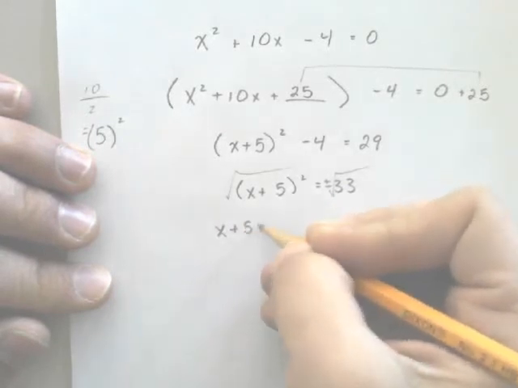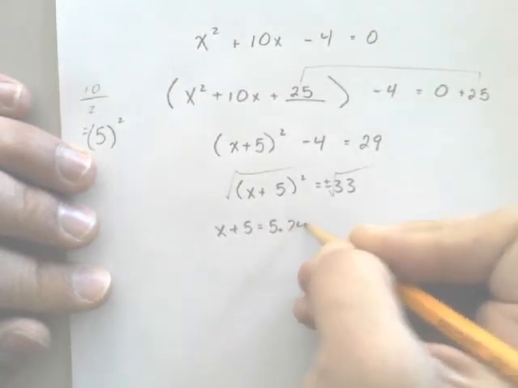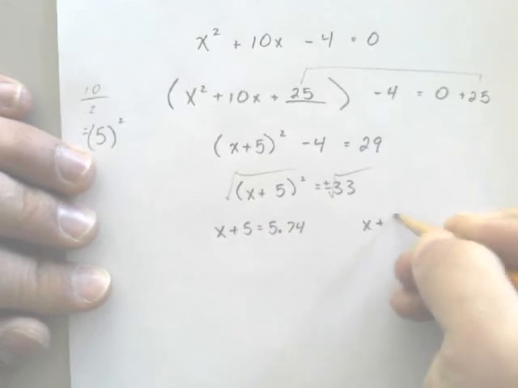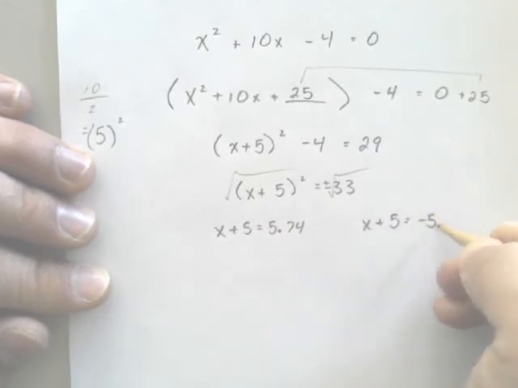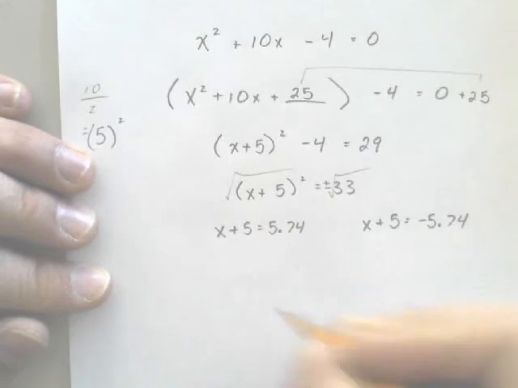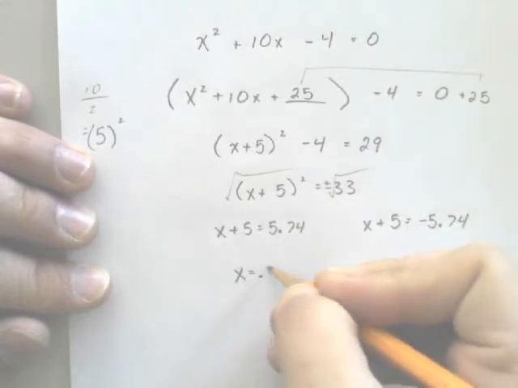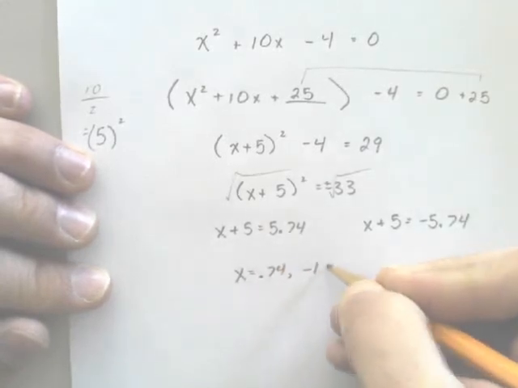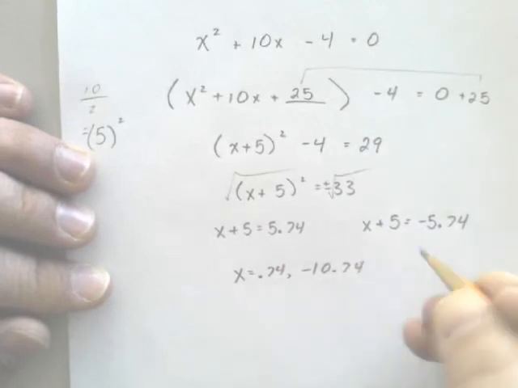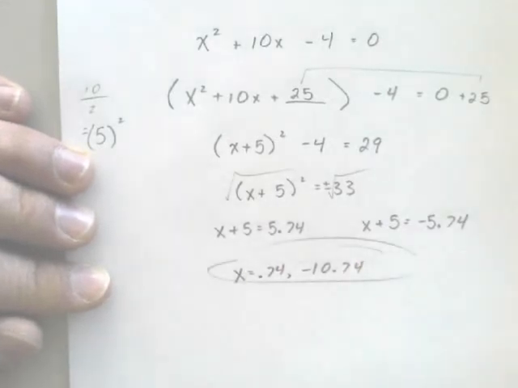So x plus 5 equals 5.74. X plus 5 equals negative 5.74. So x equals 0.74 and negative 10.74. Those are my solutions for x.